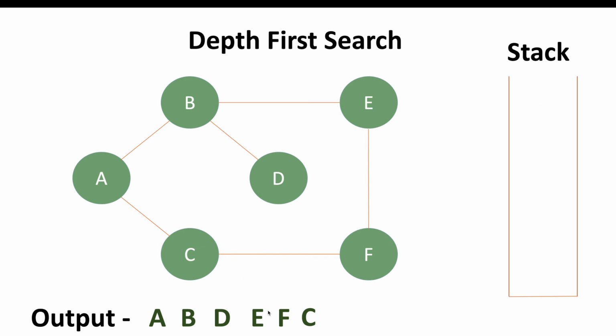So this is how we do depth first search. We go into the depth of each node before going into the next level. So in breadth first search, we traverse level by level, and in depth first search, we traverse in the depth of each node.